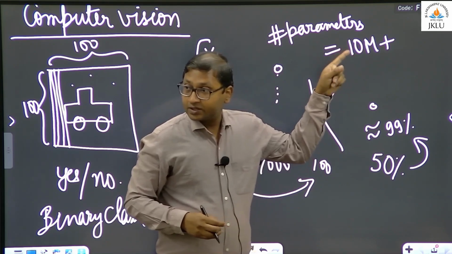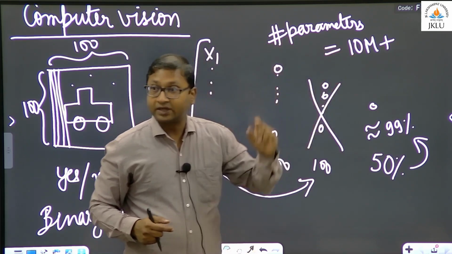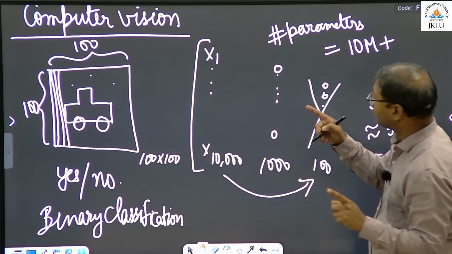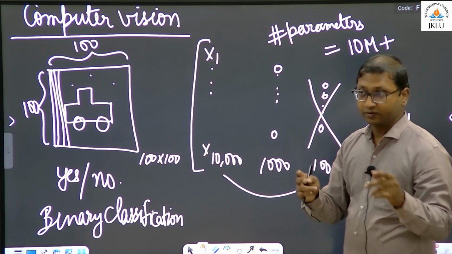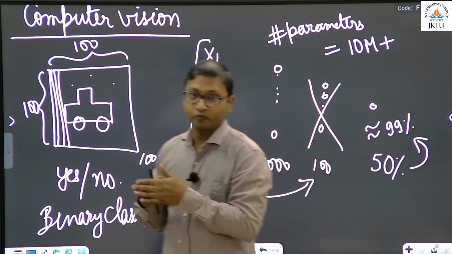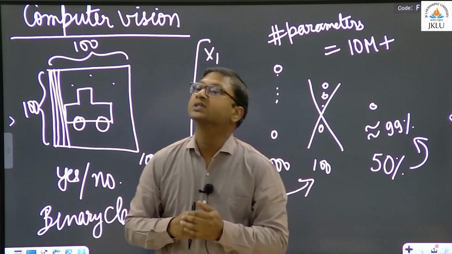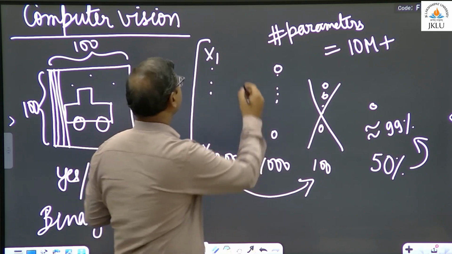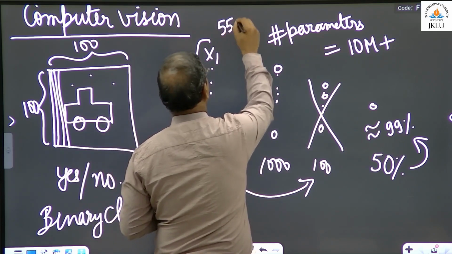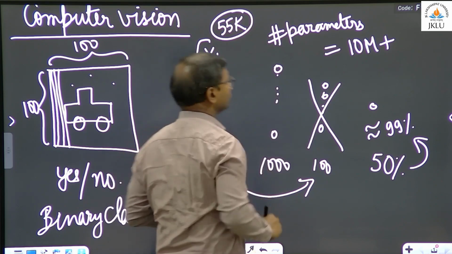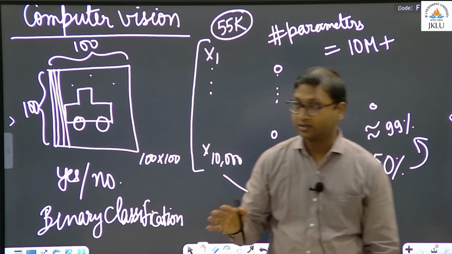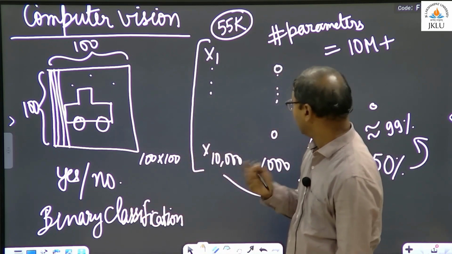Think of those days when these things were being designed. 10 million was just huge. So for example, LeNet 5, the first super working neural network that was designed by Yann LeCun for the MNIST data set, had roughly 55k parameters, and that was huge because we are talking about the 90s, 1995, 97, 98.